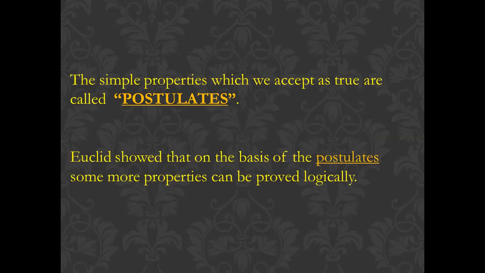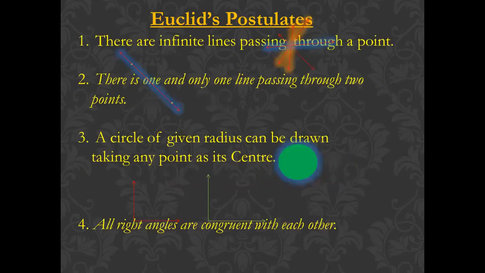Euclid showed that on the basis of the postulates, some more properties can be proved logically. Many postulates we discussed in our previous videos. Euclid's postulates are: there are infinite lines passing through a point. There is one and only one line passing through 2 points. A circle of given radius can be drawn taking any point as its center. All right angles are congruent with each other.